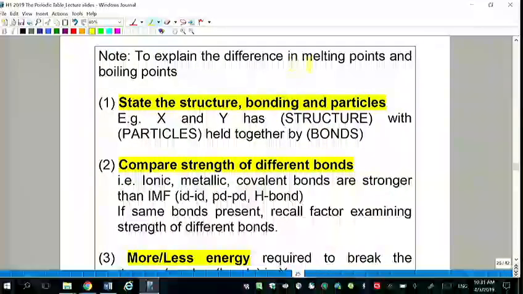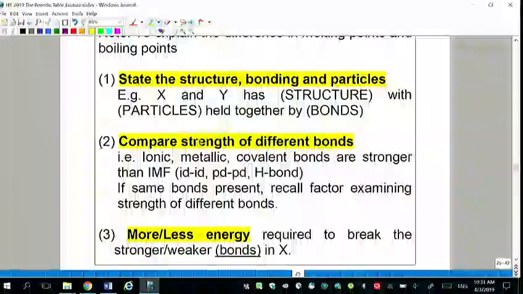To explain the difference in melting points and boiling points, I first have to explain the structure, bonding, and particles. I told you, this is the same old thing that you need to know. Please make sure that you state structure, bonding, and particles. Then the next thing is that you compare the strength of the different bonds. If you have a giant metallic structure, then you compare the strength of the metallic bond. You look at the number of delocalized valence electrons. If I want to talk about IMF, in particular instantaneous dipole-induced dipole interaction, then you compare the size of electron cloud. How easily polarized is it? So take note of the factors.